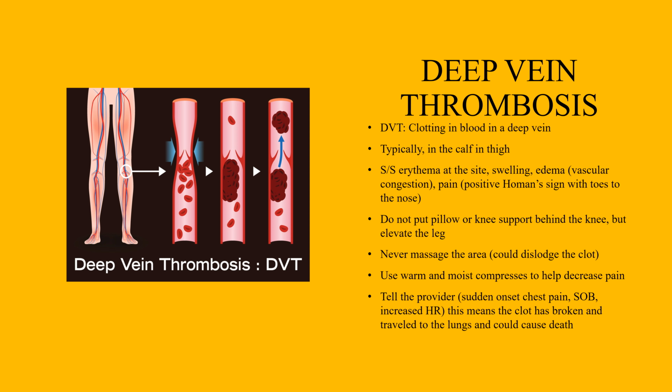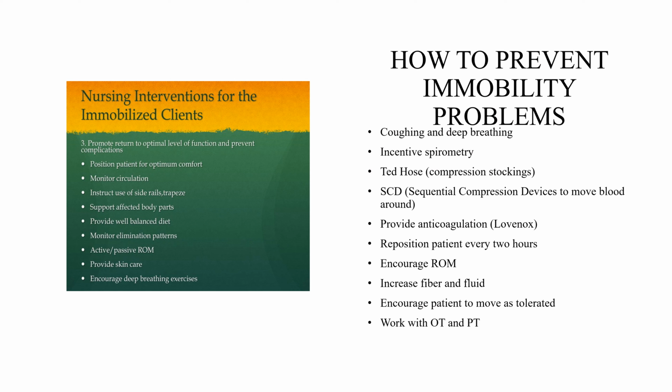We never massage the area because, again, we don't want to dislodge this clot. We can use warm and moist compresses to help decrease the pain. And of course, if our patient does have a DVT and we have a sudden onset of chest pain or shortness of breath or increased heart rate, this could mean that the clot has broken off and is now turning into a pulmonary embolism. So these are signs and symptoms that we need to report to the provider ASAP.